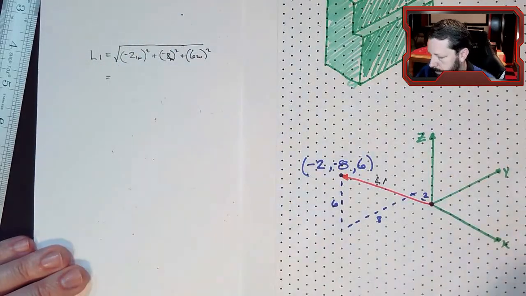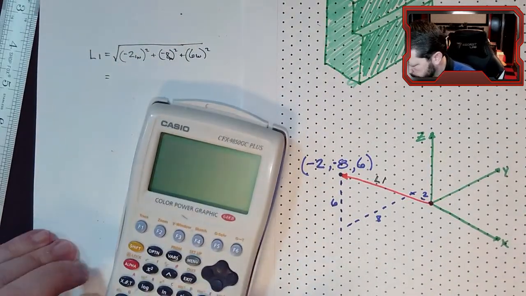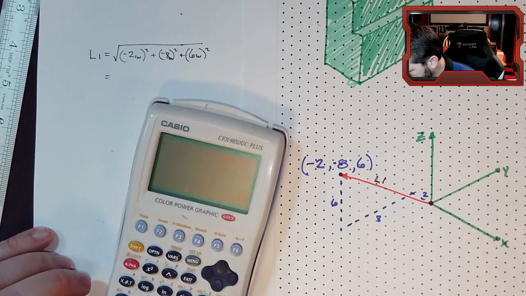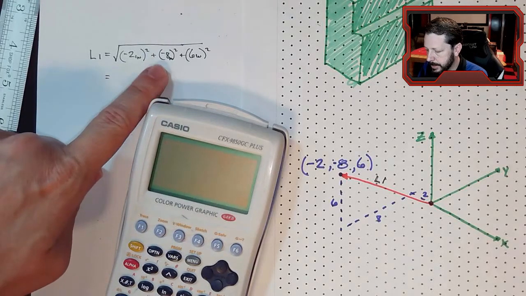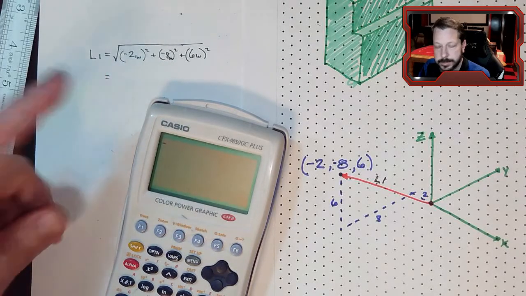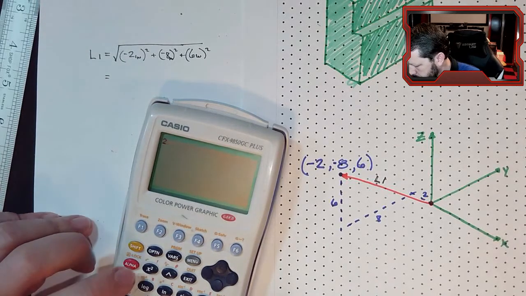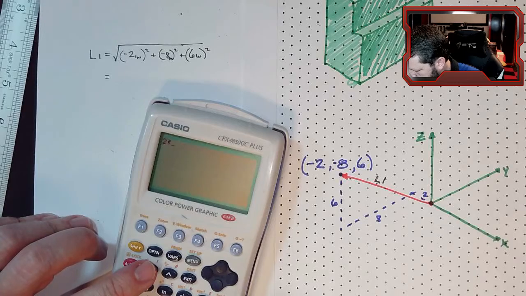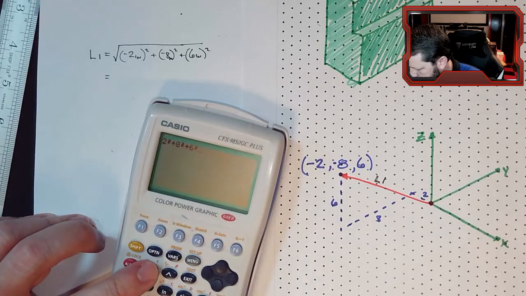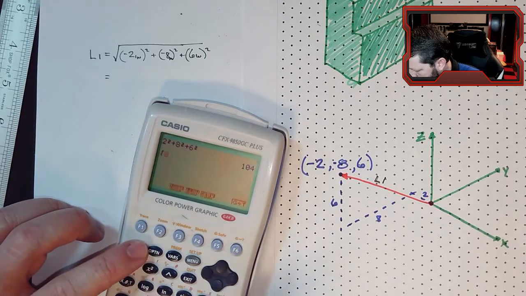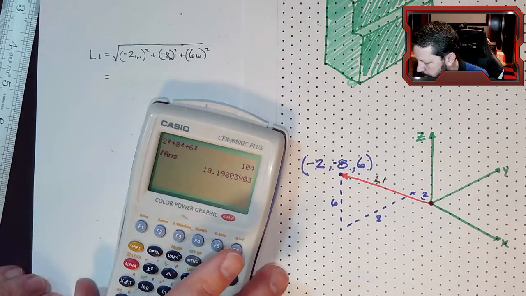And we could actually calculate a length there if we wanted to. Now, I put negative signs in here, but they do end up being squared. So in my calculator, I'm just going to put 2 instead of -2. So 2 squared plus 8 squared plus 6 squared. And the square root is 10.2.